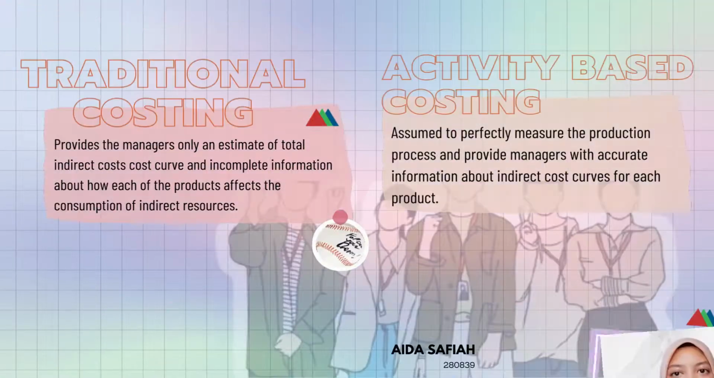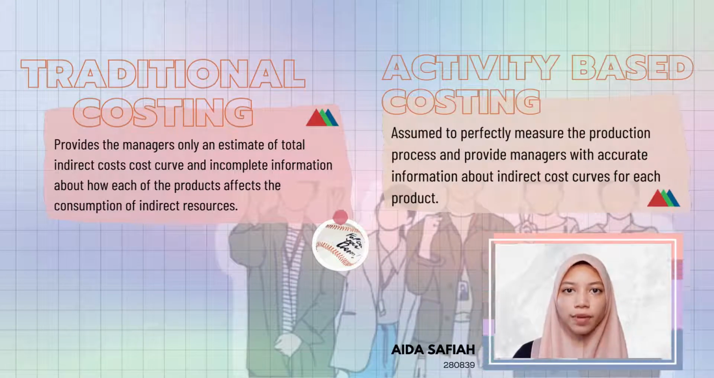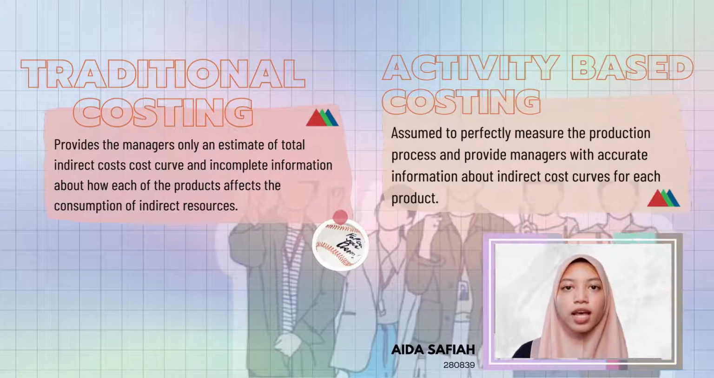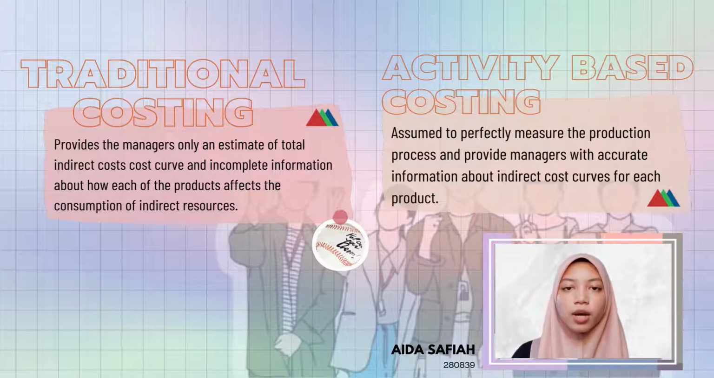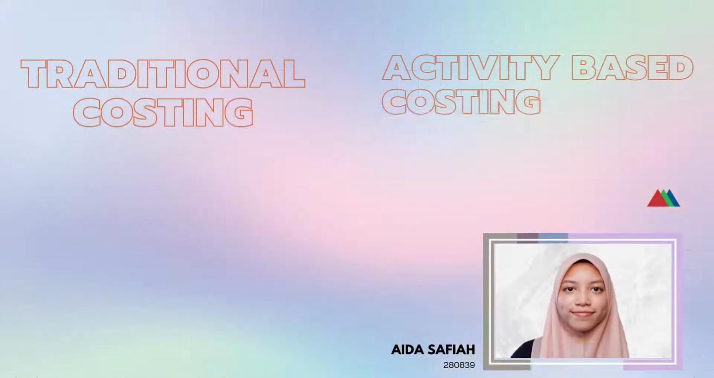The difference between traditional costing and activity-based costing is that the activity-based costing system is assumed to perfectly measure the production process and provide the managers accurate information about indirect cost curves for each product. In contrast, the traditional costing system provides the managers only an estimate of total indirect cost curve and incomplete information about how each of the products affects the consumption of indirect resources.